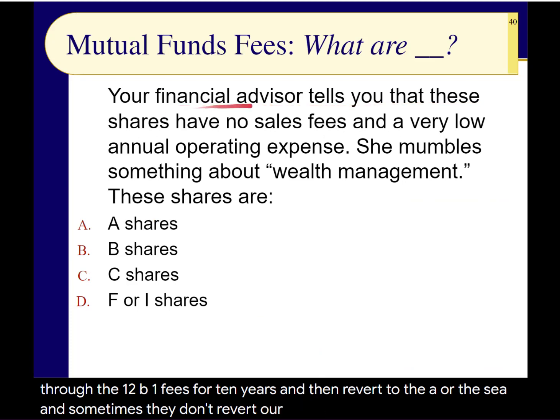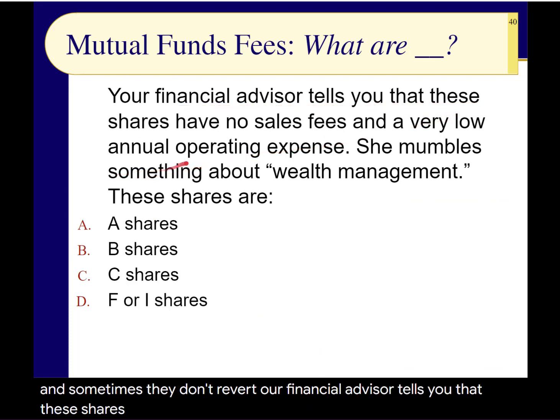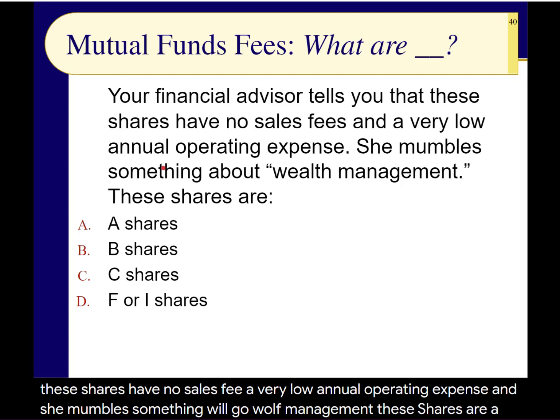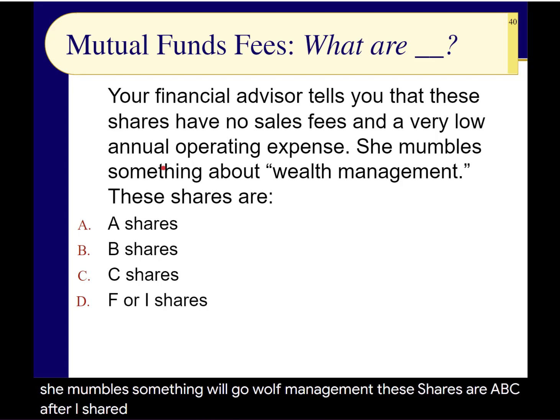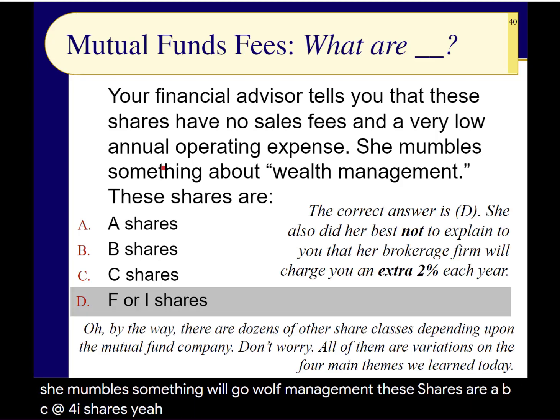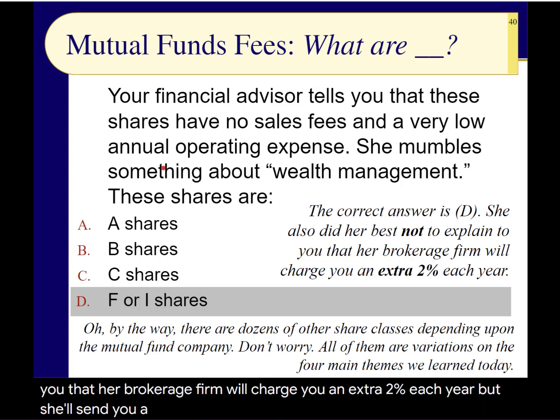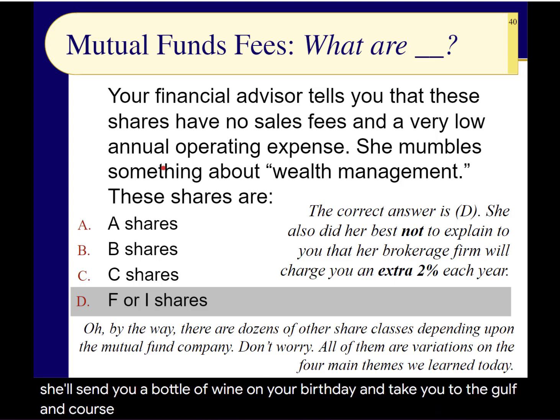Your financial advisor tells you that these shares have no sales fee, a very low annual operating expense, and she mumbles something about wealth management. These shares are A, B, C, F, or I shares? The correct answer is D. She also did her best not to explain to you that her brokerage firm will charge you an extra 2% each year, but she'll send you a bottle of wine on your birthday and take you to the golfing course.